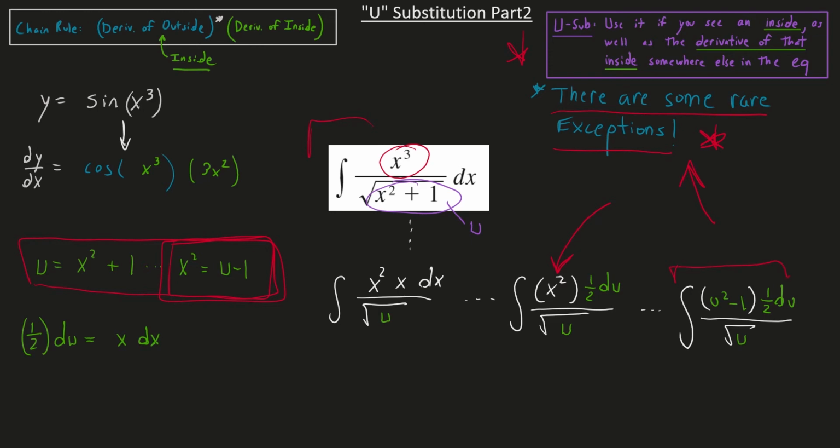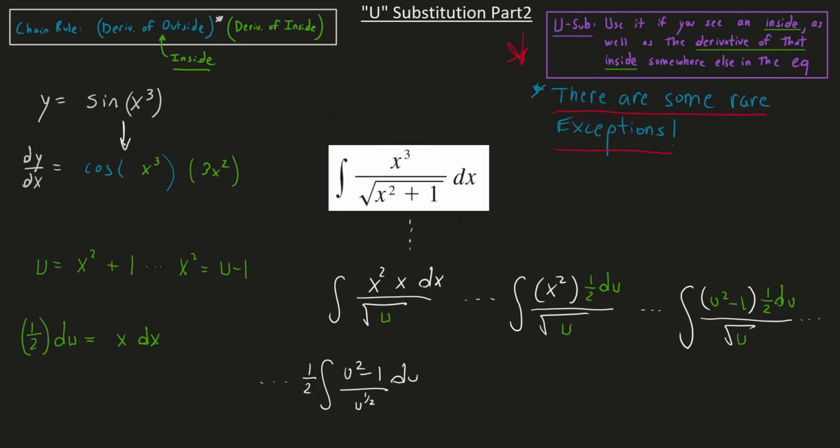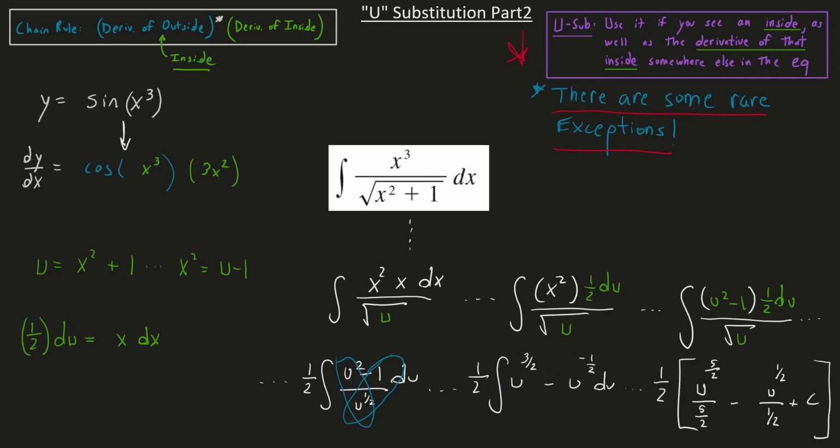Alright, let's just continue and wrap up this problem right here. So here I just moved our 1/2 out, and the way I'm looking at radical u is just u to the 1/2. Just some algebra for you there. And next, because I have a subtraction here, I can split this fraction. U squared over u to the 1/2 minus 1 over u to the 1/2. That'll get us u to the 3/2 minus u to the negative 1/2. And from there, you can just anti-derive each one of these guys using the inverse power rule.